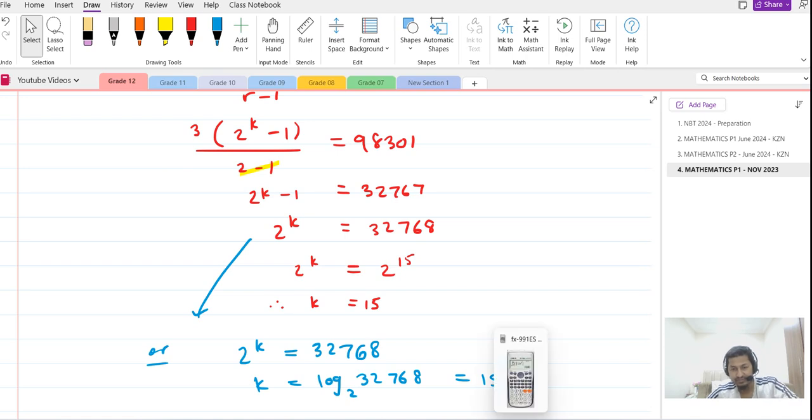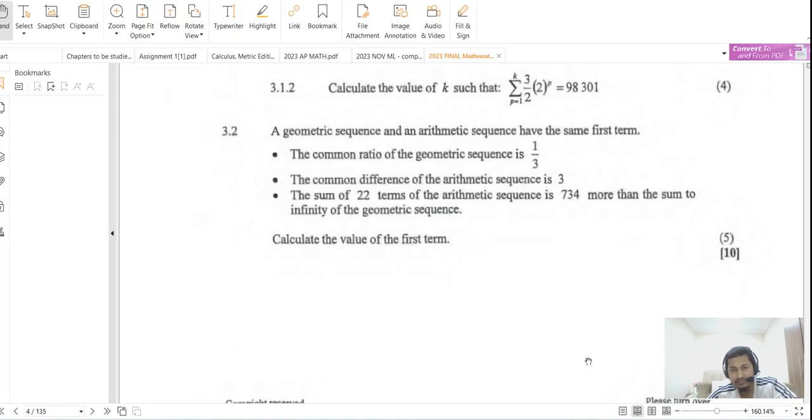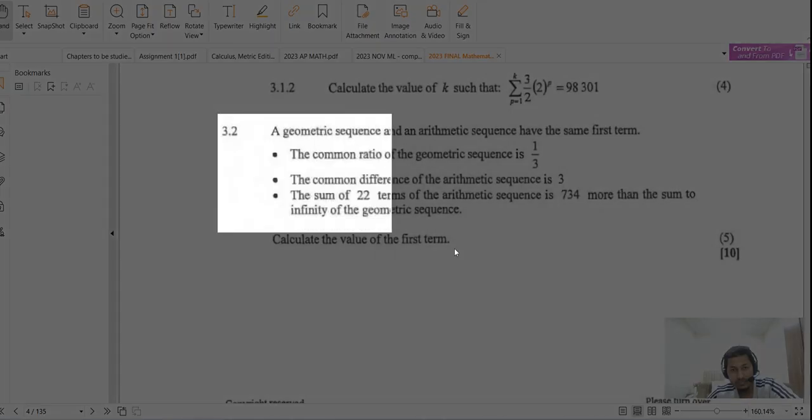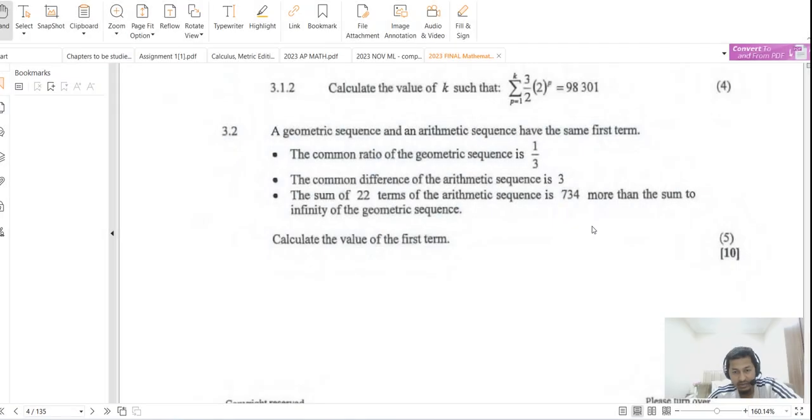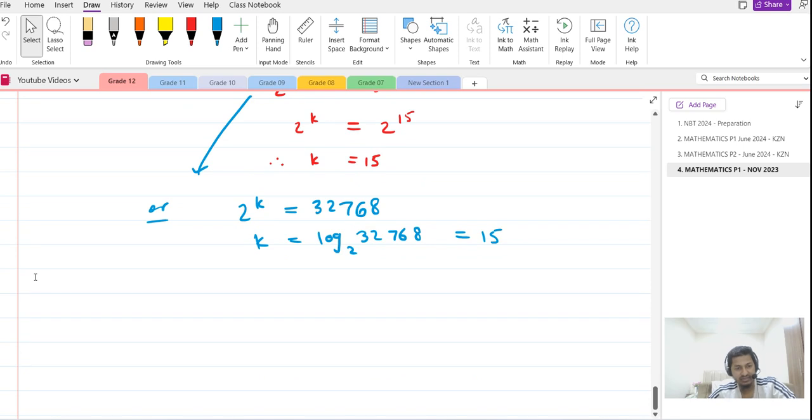So I know the answer of k equals 15 is correct. Moving on to the next question. Right, this is another difficult question, more like level 4 type. I don't know, I haven't seen the paper. First time I'm solving the paper with you guys.